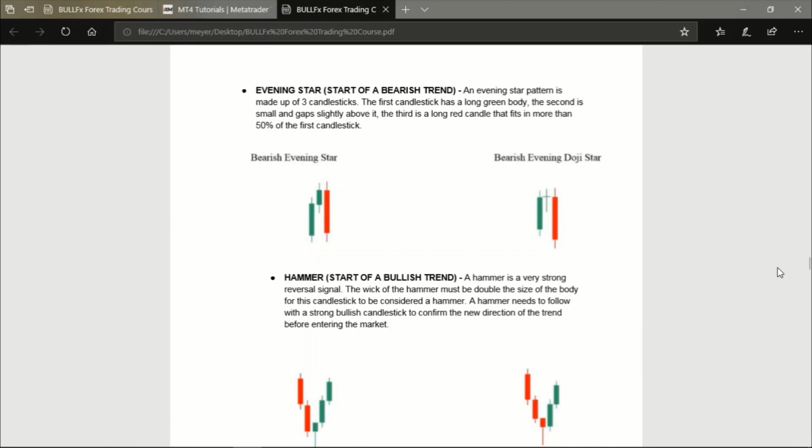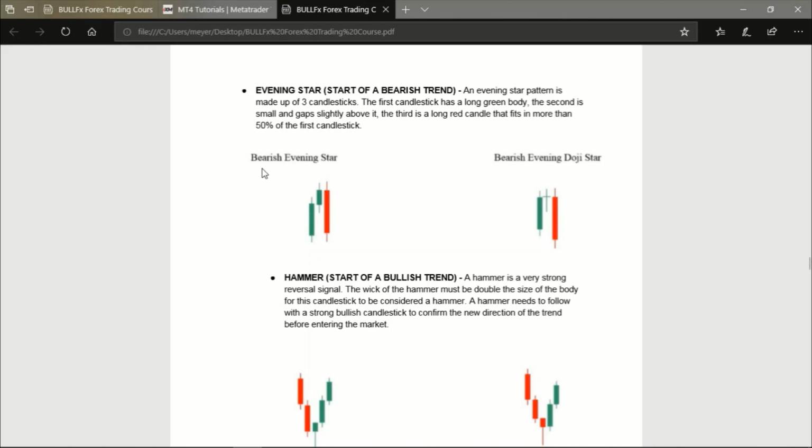Evening star pattern, or the start of a bearish trend. An evening star pattern is made up of 3 candlesticks, just like the previous pattern that you saw. The first candlestick has a long green body. The second is small and gaps slightly above it. The third is a long red candlestick that fits in more than 50% of the first candlestick.